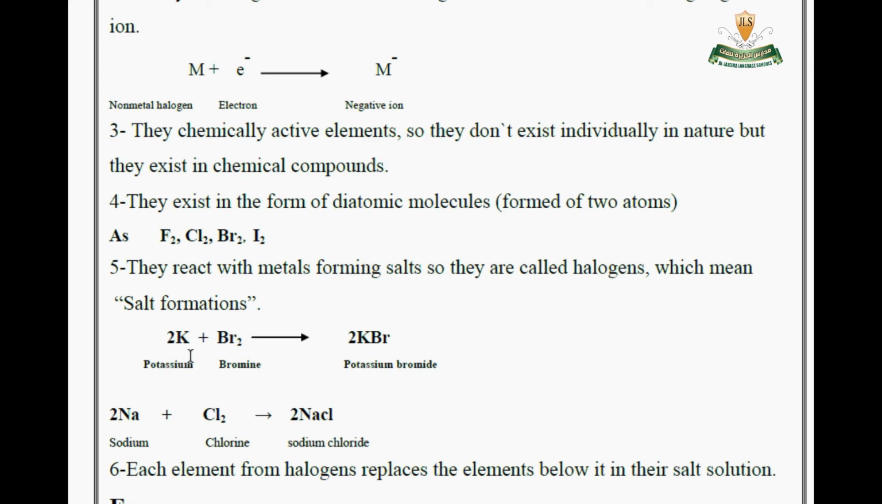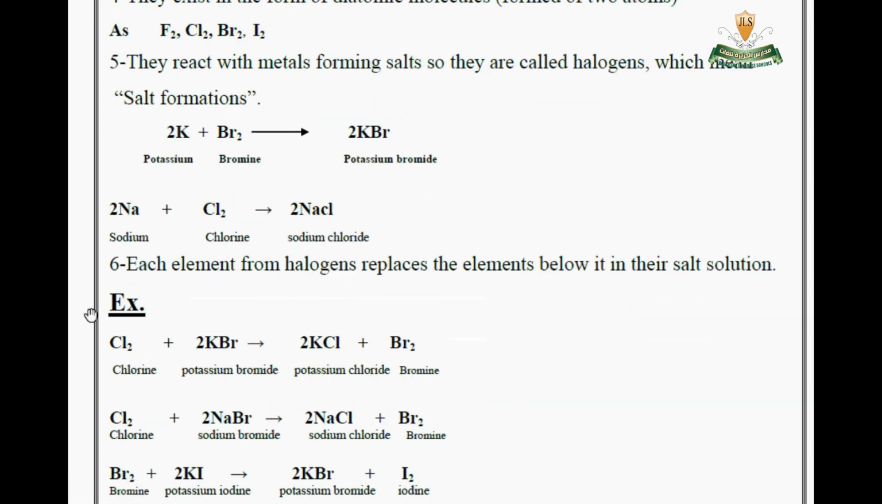Potassium, K, plus bromine produces KBr, potassium bromide. Each halogen element replaces the element below it in its salt solution. So chlorine plus potassium bromide produces potassium chloride plus bromine. So chlorine replaces bromine, and bromine evolves.